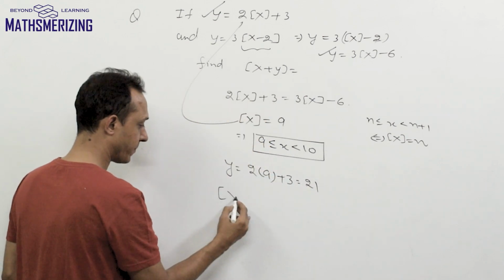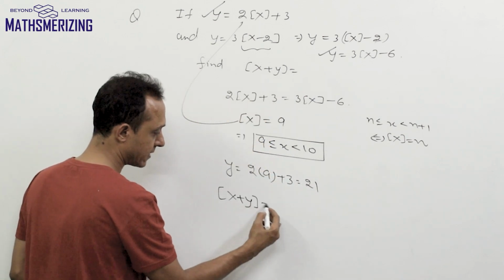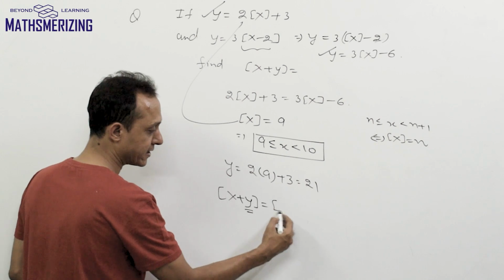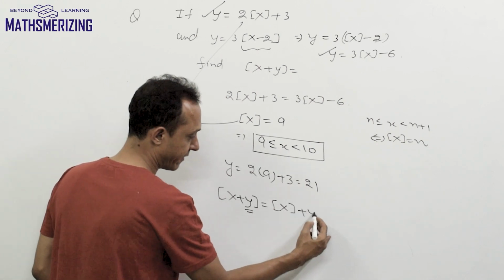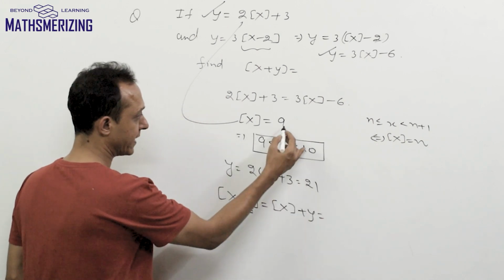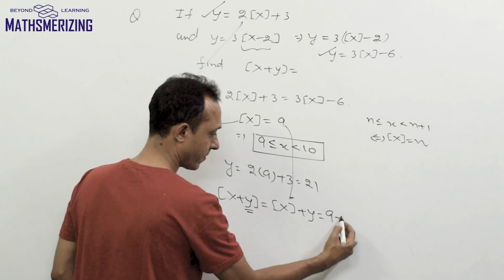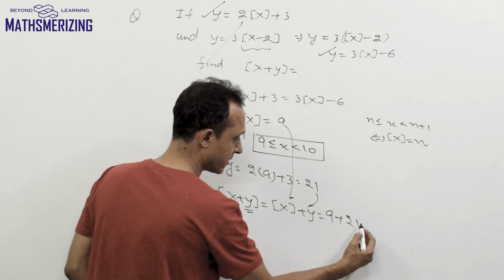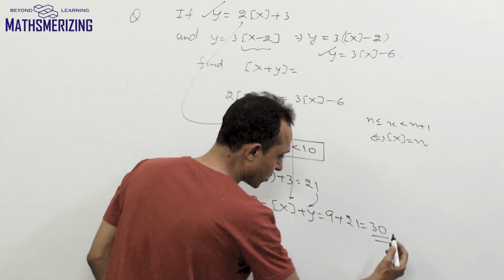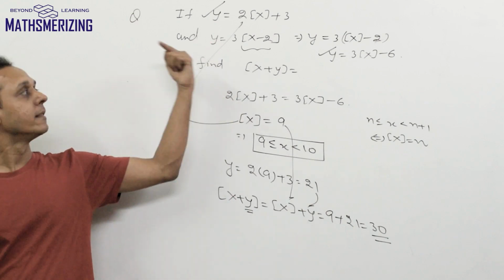So in this case, the greatest integral function of x plus y is, now y being an integer, I can simply write it as the greatest integral function of x plus y. So the greatest integral function of x has value 9 and the value of y is 21. So 9 plus 21 is 30. So the answer to this question is simply 30.